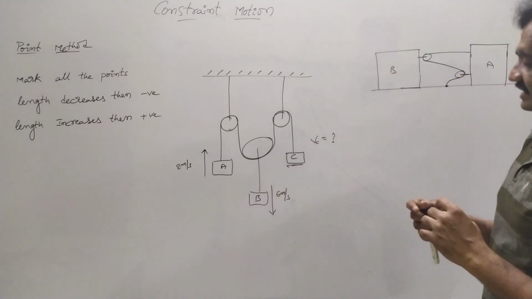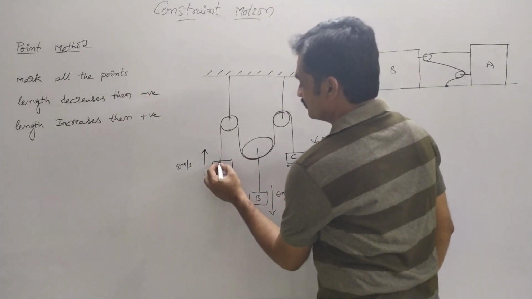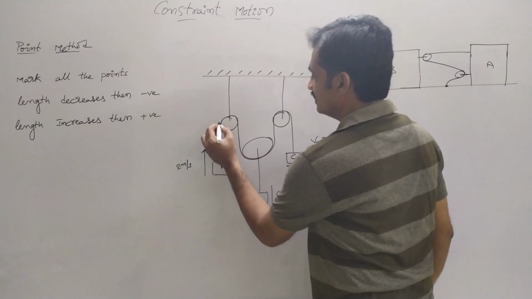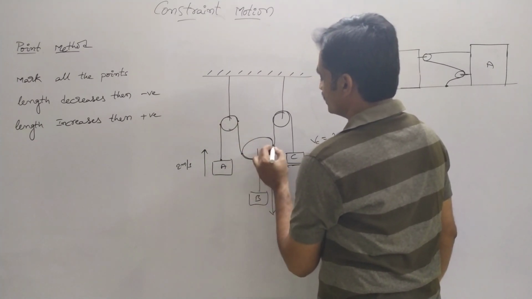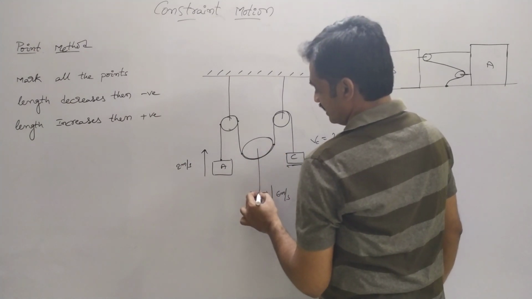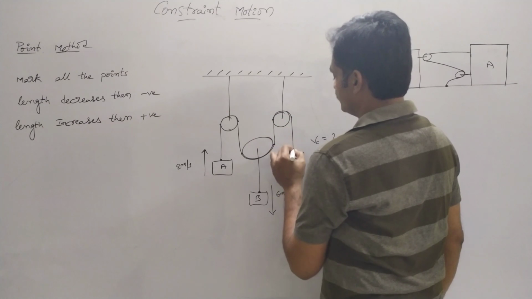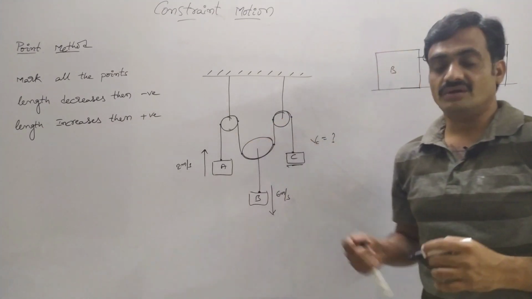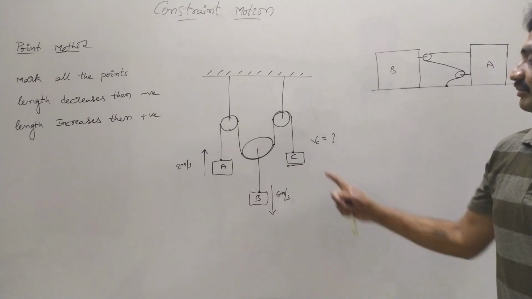So in order to find this, first of all we have to mark all the points. So I am going to mark all the points. First I mark here, then here, then here, as well as at this location, as well as at this location. Next here, and here, here, as well as here. Now I have marked all the points. Based on that, now we have to find the velocity of this block C.